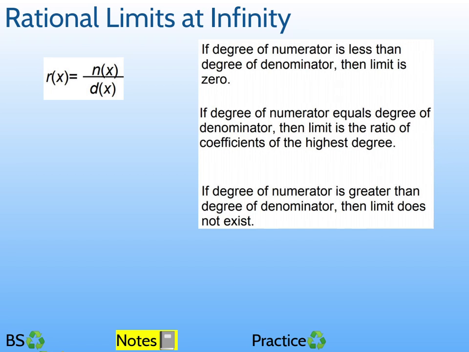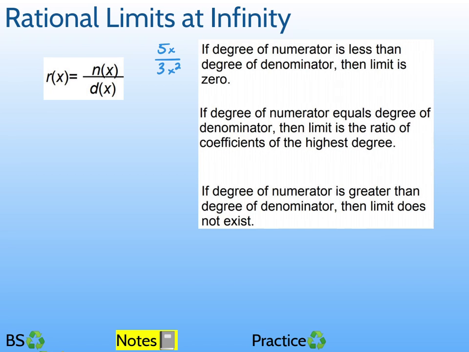So, for example, if the degree of the numerator is less than the denominator, so if the numerator is, say, 5x, and the denominator is 3x squared, then this says that the limit would go to 0. Now let's think about why that is.